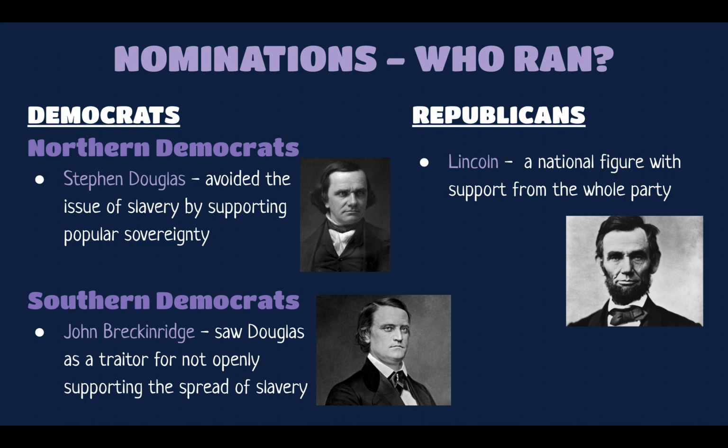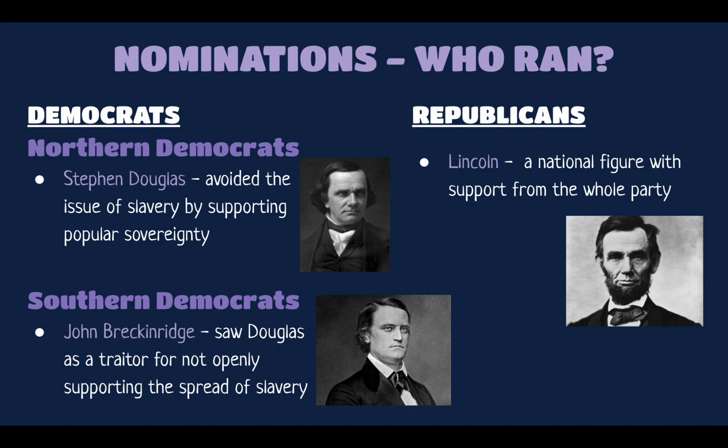In the North, Democrats nominated Stephen Douglas. We've met him before. He was from Illinois. He was the one who came up with the idea of popular sovereignty as a way of organizing the Kansas and Nebraska territories to help build his railroad through Chicago. And he had successfully avoided the issue of slavery and coming out with his own stance on the issue by supporting popular sovereignty, letting the people in the territories decide. And so that helped him politically because he had not come out on one side or the other on the issue of slavery.